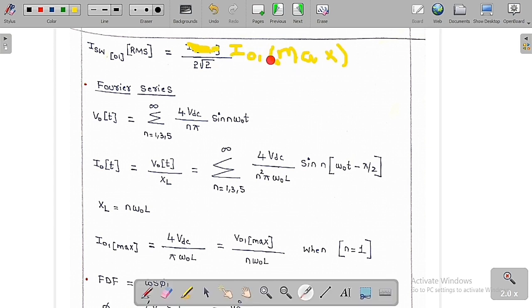So this is called the maximum value of the fundamental component of the output current divided by 2 into root 2. So this is called the RMS value of the switch current. The same thing is going to hold for the diodes because the graphs are the same. Therefore, simply we can say that the average value of the fundamental component of the switch current is equal to the average value of the fundamental component of the diode current. Similarly, the RMS value of the fundamental component of the switch current is equal to the RMS value of the fundamental component of the diode current. So both are again the same.